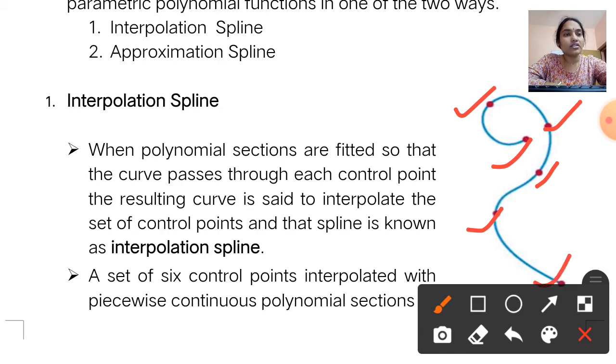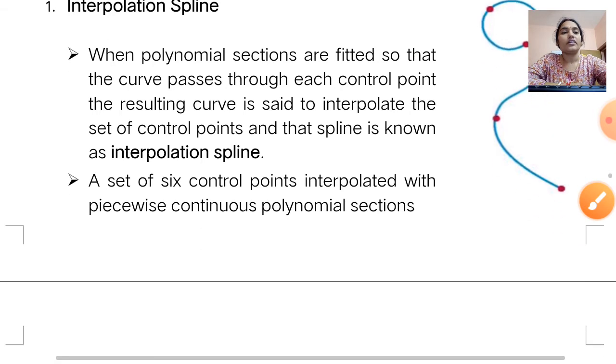All the red dots are connected using a continuous path, or continuous polynomial path. This curve is known as a spline curve, where all the control points are connected.